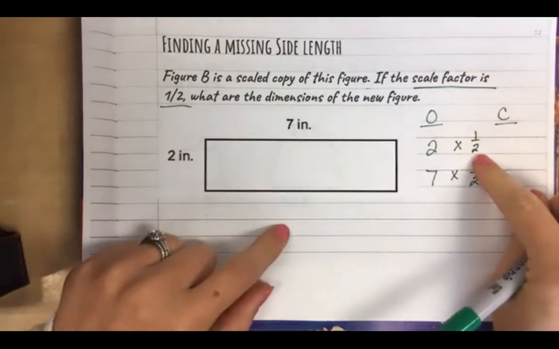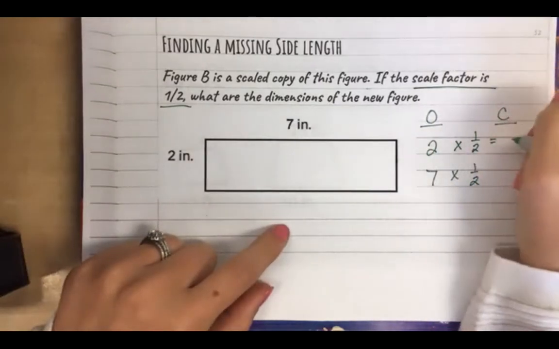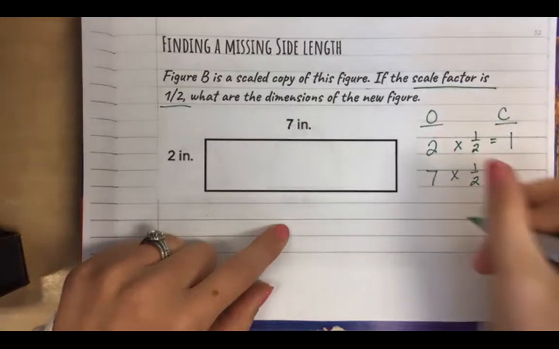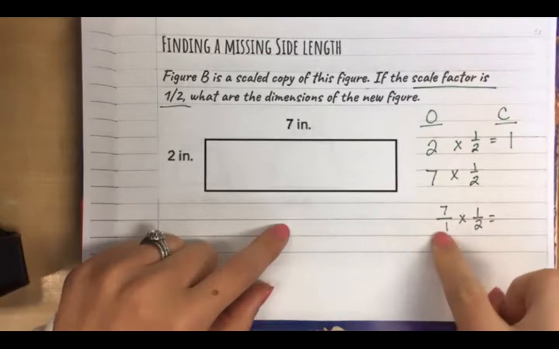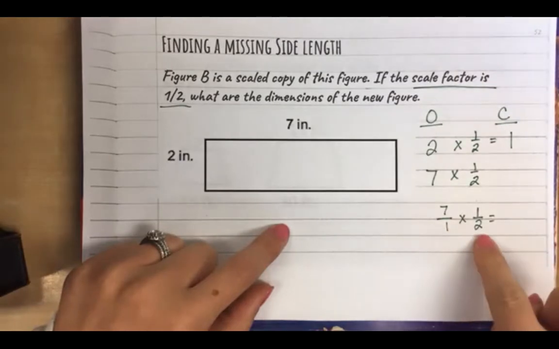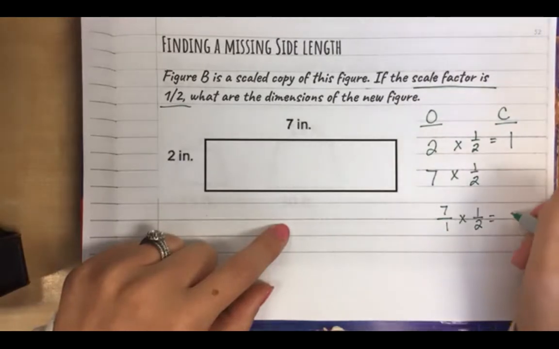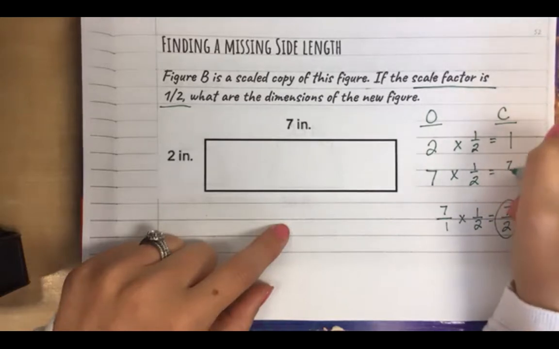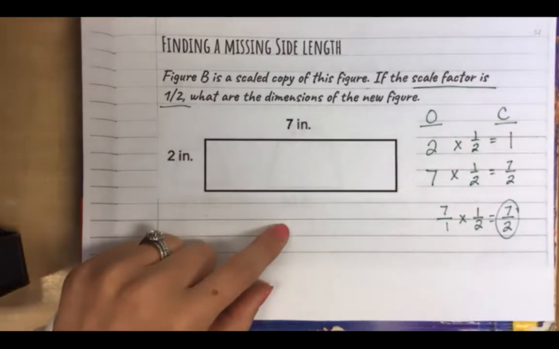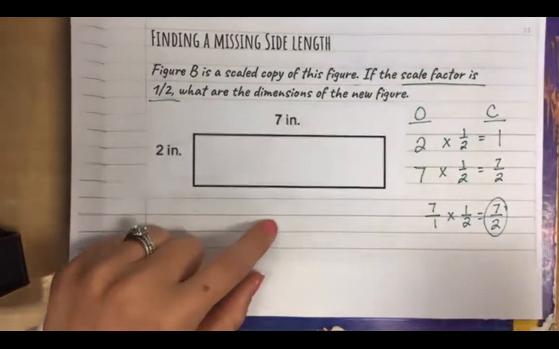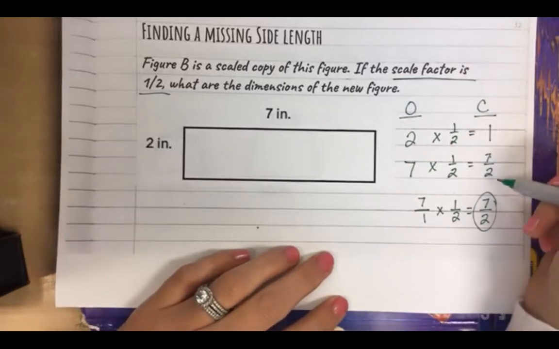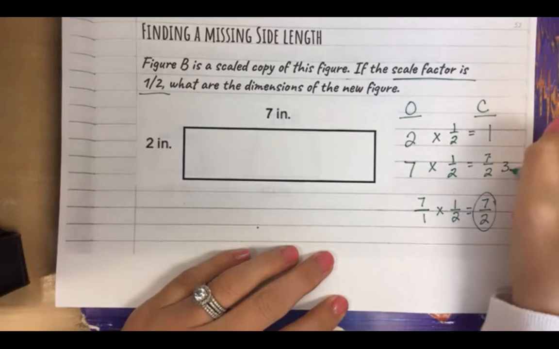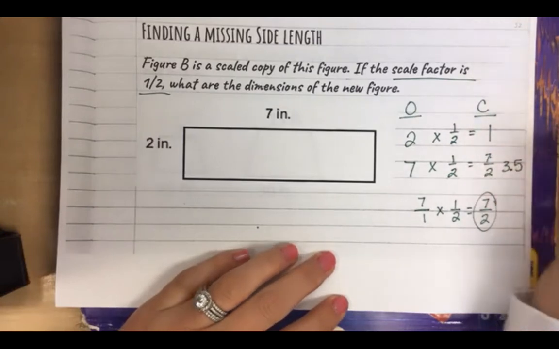So 2 times 1/2 is going to give us 1. Half of 2 is 1. But I don't know what half of 7 is. So what I'm going to do is make 7 into a fraction, put 1 underneath it as the denominator, and multiply by 1/2. 7 times 1, 1 times 2, and I get 7 halves. Now, if you want to make this a whole number, you can divide 7 by 2. 2 goes into 7 3 times, and there's 1/2 left over, so 3.5.